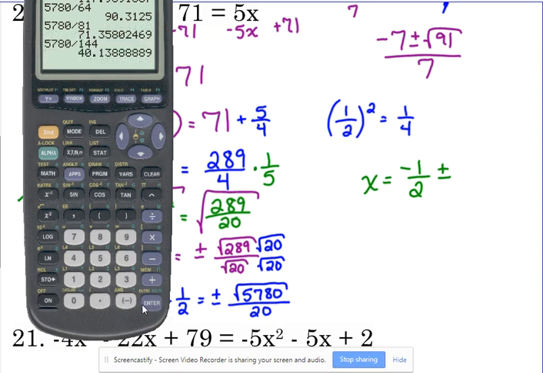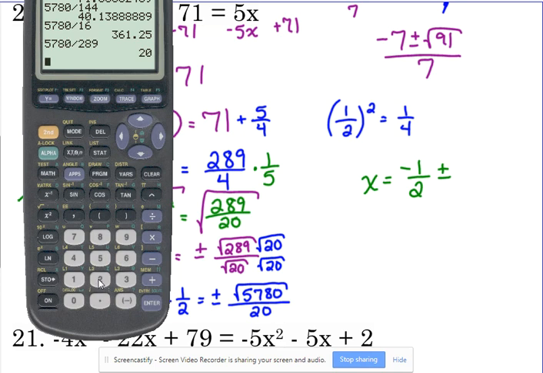144. No. Anybody having any luck? Did I try 16 already? Nope. 289. Ooh, there we go. 289. Oh wait, something bigger than that though, because 20 is divisible by 4.